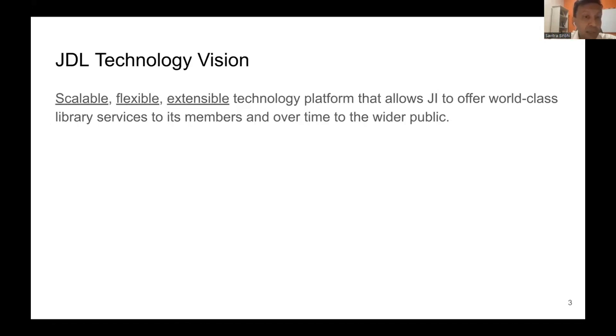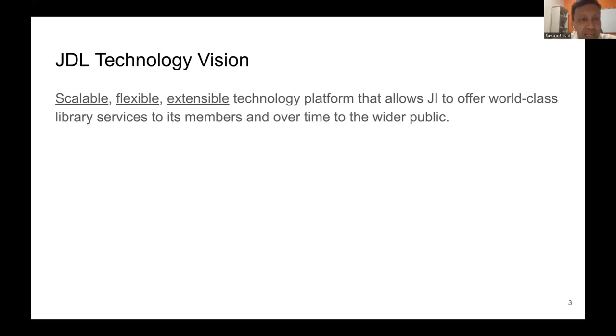Because the vision for the library itself is to offer world-class services. Truly world-class services. And the idea is that these services are to be offered to the members of the library, but over time to the wider public in the country, right? And maybe beyond as well. So that is the vision. And to fulfill that vision, we had to do something which would put us in a position to fulfill that vision, right?